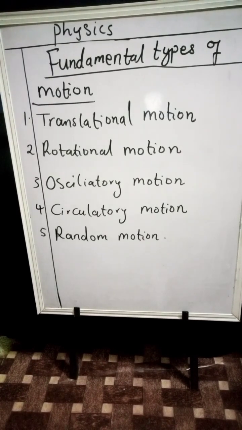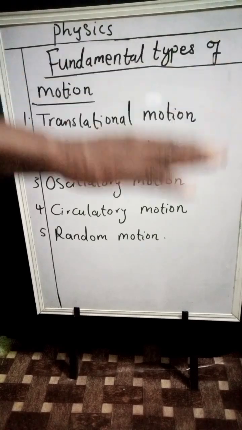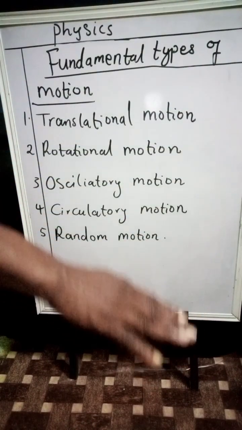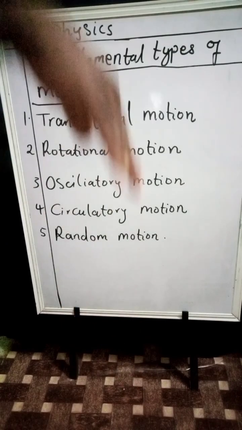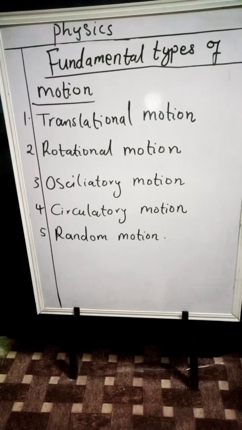Oscillatory motion is a to-and-fro type of motion, a repetitive back and forth motion about a central point. An example of oscillatory motion is the motion of a simple pendulum or a vibrating spring. For instance, a vibrating spring has this kind of motion, to and fro. It will come and go back, come and go back. That is an example of what?